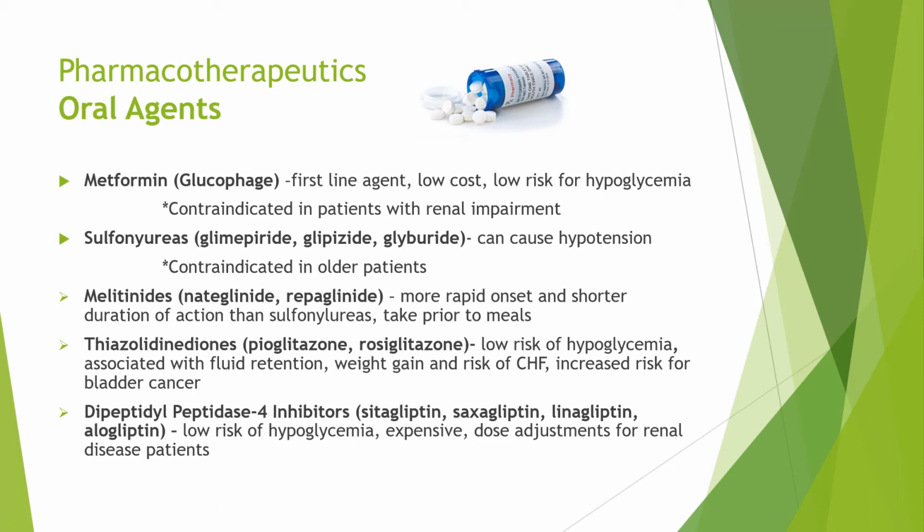Thiazolidinediones have a lower risk of hypoglycemia and are associated with fluid retention, weight gain, and risk of worsening heart failure and increased risk for bladder cancer. And dipeptidyl peptidase 4 inhibitors are effective and have a low risk of hypoglycemia. However, they are expensive and their dose must be adjusted for patients with renal disease.